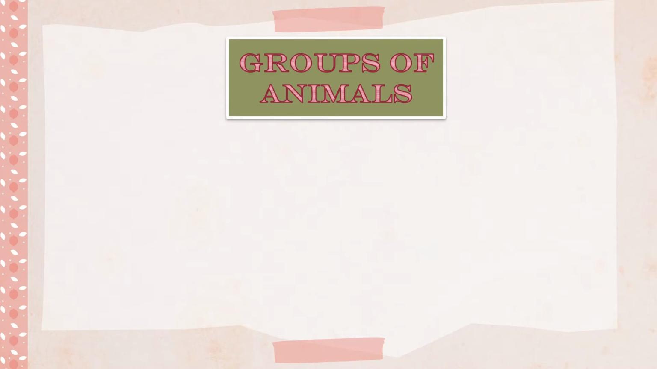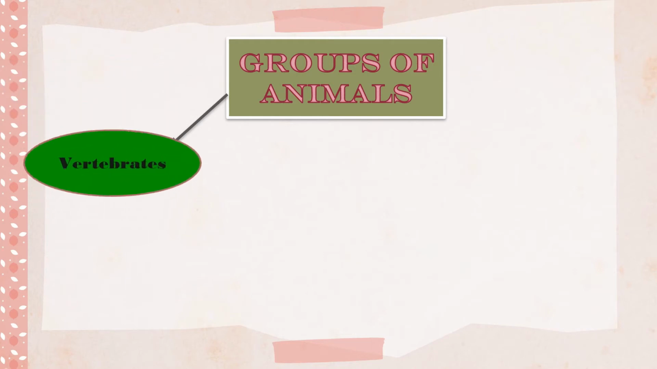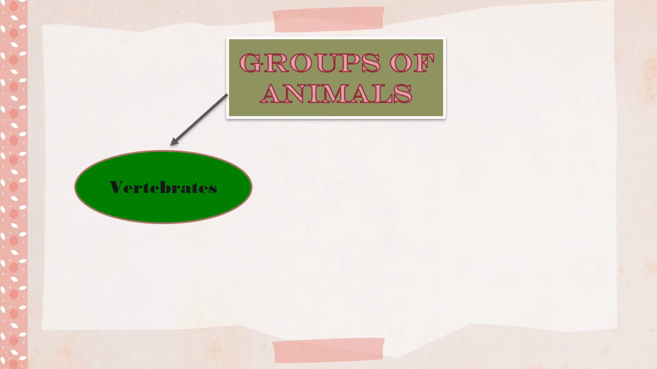Okay, what are the groups of animals? The first one is vertebrates. These are animals with backbones. These bones are small bones linked together along the center of their bodies. They also give support, help animals stay in shape, and protect the nerves on their backs.